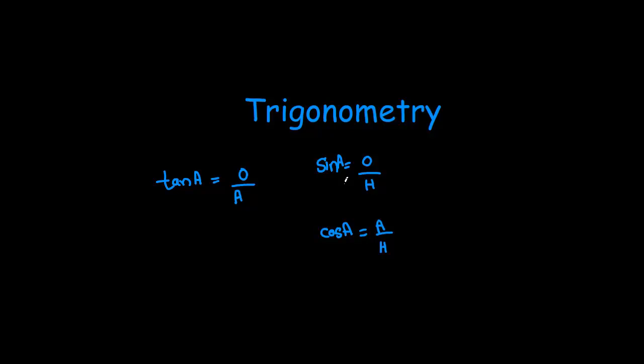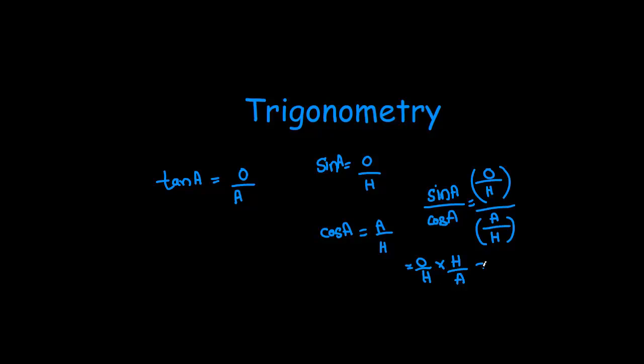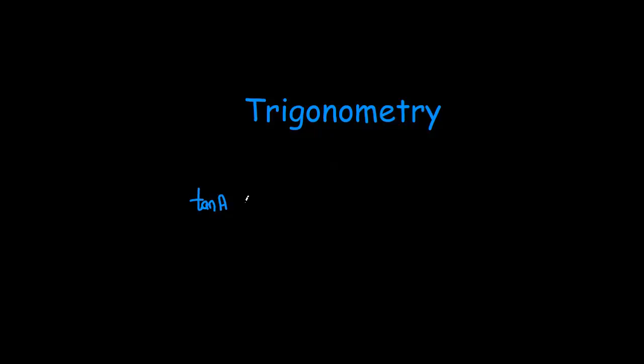So if you divide sin A by cos A, which I will write here as sin A upon cos A, it becomes O by H divided by A by H, right? And then when you simplify it, it will become O by H multiplied by H by A. Here you will have cancellation of H and you finally get O by A, which is nothing but tan A. So it's a very, very simple property that tan of A is equal to sine of A by cos of A. So I hope all of this was clear to you guys.